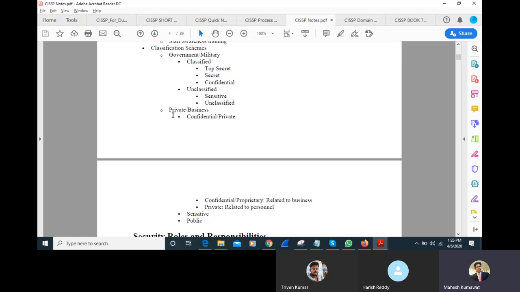Classified and unclassified data: one is government and military data, and one is private business data. The private business side has confidential and proprietary data, private data related to personal and sensitive information, and public accessible data. In government and military there is no public accessible data; they have to think classified and unclassified. But in private business we have public accessible data and sensitive data, related to personal, meaning human being data. Suppose your Aadhaar card is taken by the company. It's your private data.